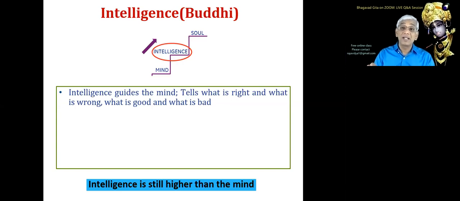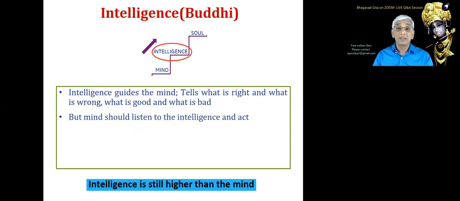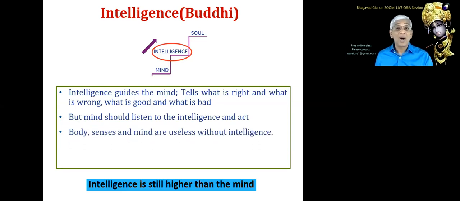So intelligence tells the mind what is right and what is wrong. The mind has to simply listen to the intelligence, and the mind should listen to the intelligence and act. If it is listening, it's good for us. Body, senses, and mind are useless without intelligence.